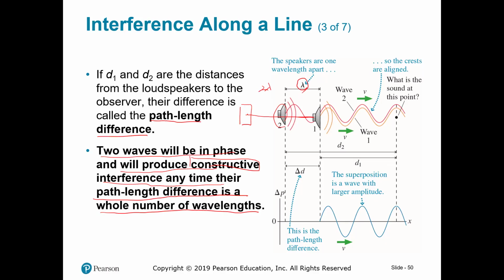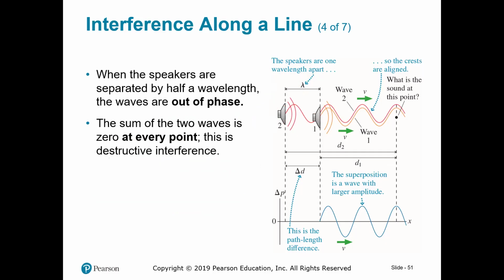Why? Because this one, and then this one, and then the new wave will start here with the yellow wave as well. So the same for the 3 lambda, and the same for the 4 lambda. So we only care about path length differences here, as long as the waves are in phase. So then you will have a constructive wave there, right?